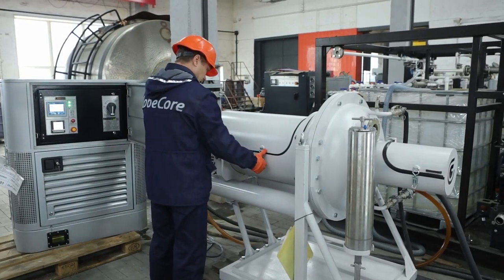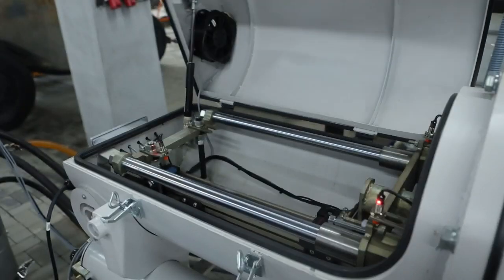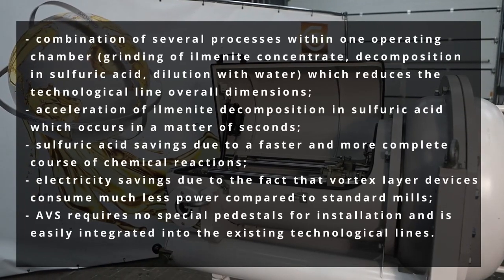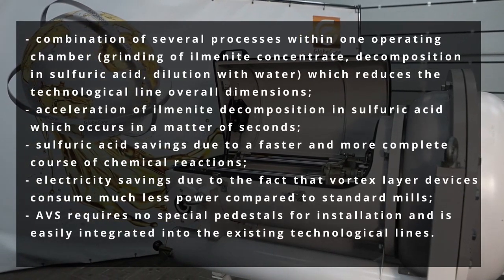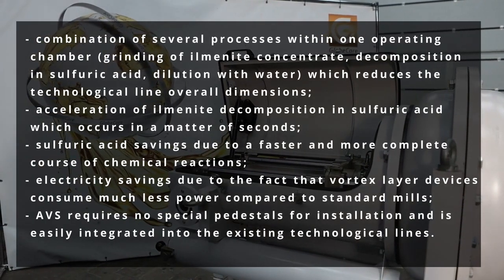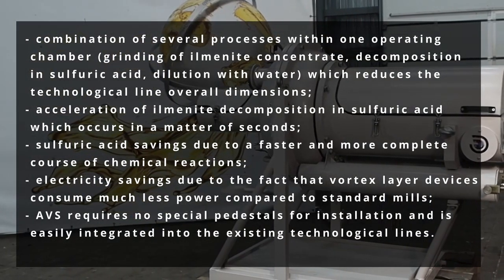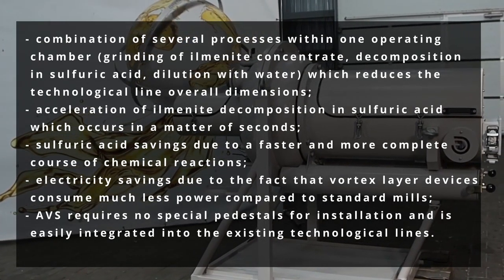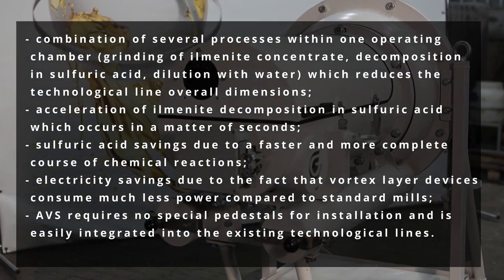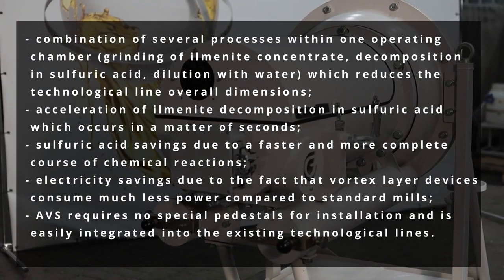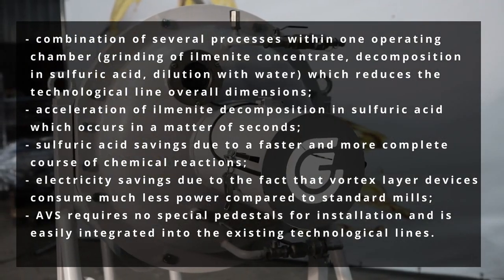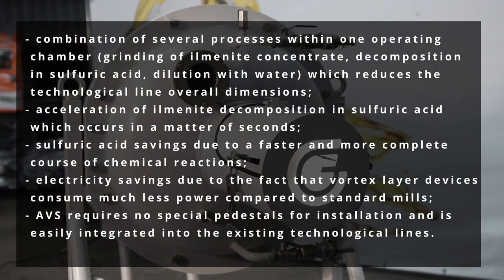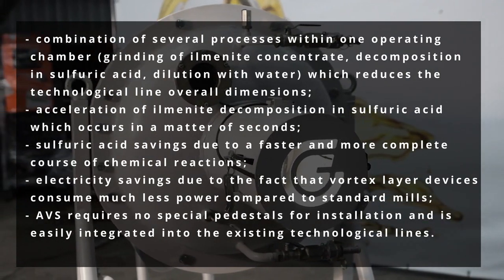The advantages of using an AVS vortex layer device during titanium dioxide production are as follows. Combination of several processes within one operating chamber: grinding of ilmenite concentrate, decomposition in sulfuric acid, dilution with water, which reduces the technological line overall dimensions. Acceleration of ilmenite decomposition in sulfuric acid, which occurs in a matter of seconds.